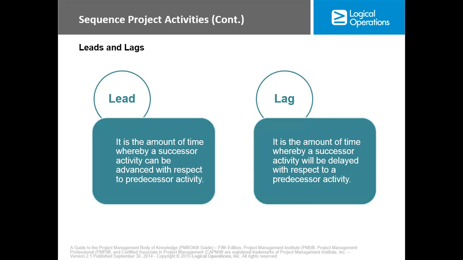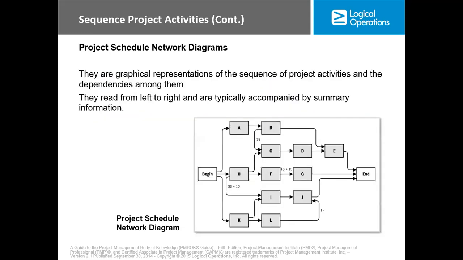Now, let me explain that. The lead that we are talking about here: when activities are supposed to be done sequentially, whereby one finishes before another one starts, but instead of waiting for the first one to finish, you start the second one before time. When you do that, you are jumping ahead of time. It is known as a lead. While lag is the direct opposite of a lead, it is a mandatory waiting time. It is the amount of time whereby a successor activity will be delayed with respect to a predecessor activity.